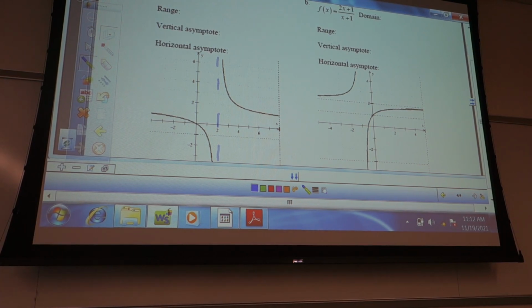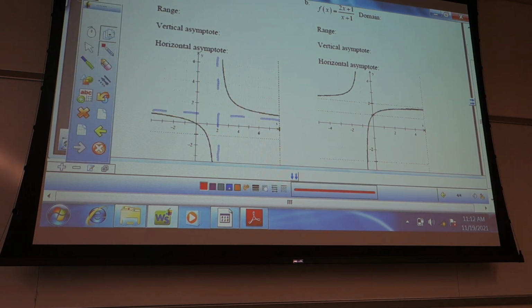So my asymptotes look like they're right along there. So what's my domain? X can be anything except it can't be 2, correct? So x can't be 2. And then y can be anything except it can't be 1. So y can't be 1.